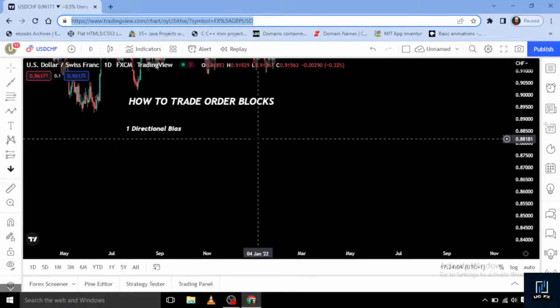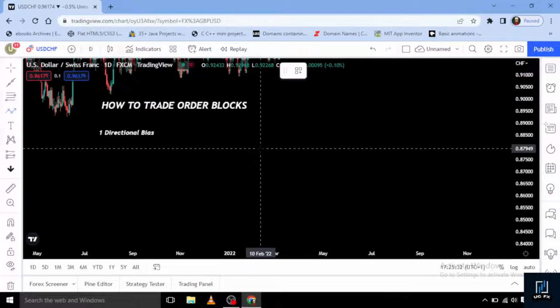So you need to ask yourself, where is price coming from? Where is price going to? Is price coming from a discount level or going to a discount level? You need to understand if you're actually in an uptrend or in a downtrend, or the market is consolidating. After understanding this, you mark out your charts with the information you received.